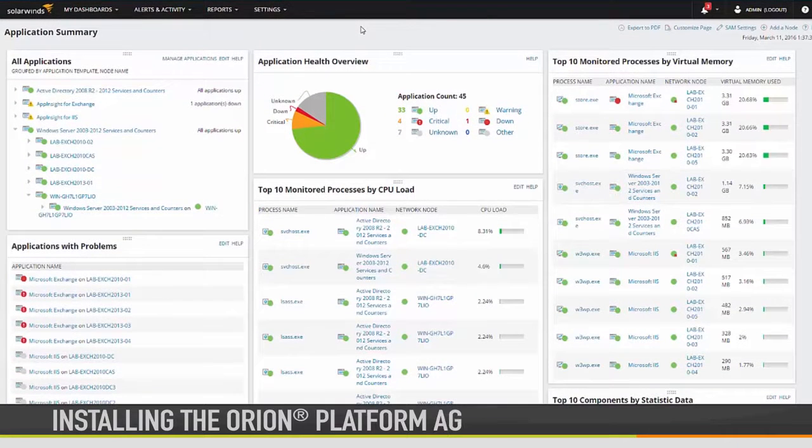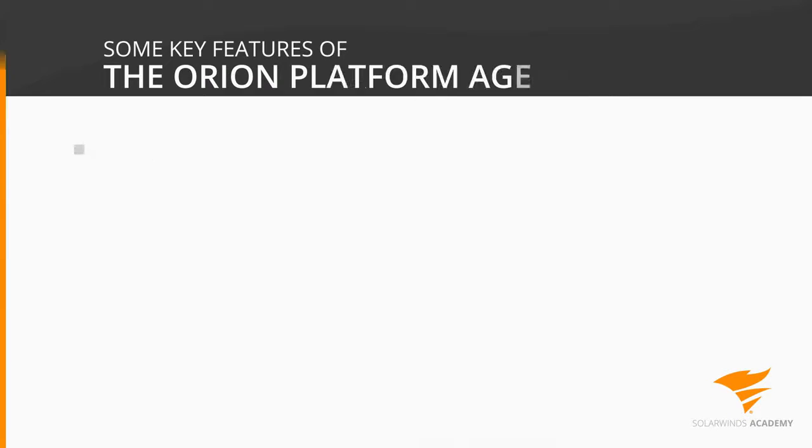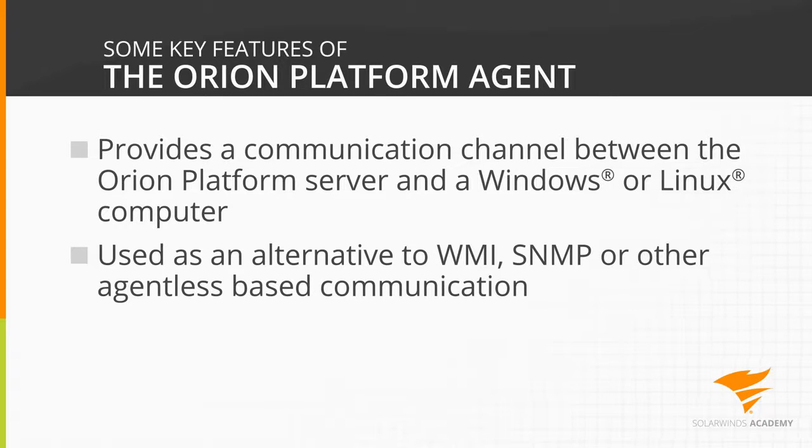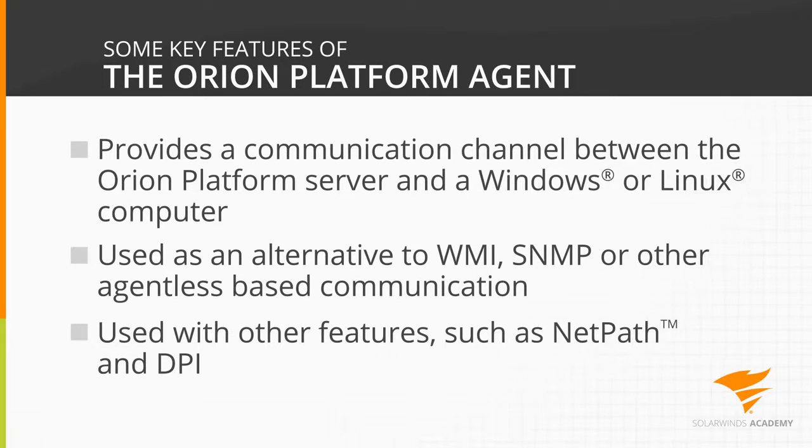This video will demonstrate how to install agents used with Orion Platform products. The agent provides a communication channel between the server where the Orion platform is installed and a Windows or Linux computer. Agents are used as an alternative to WMI, SNMP, or other agentless-based communication to provide information about devices and applications. Agents are also used for other Orion platform features such as NetPath and DPI.